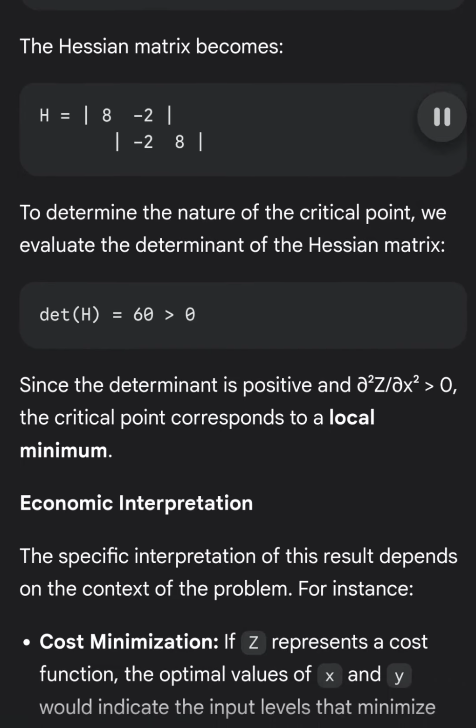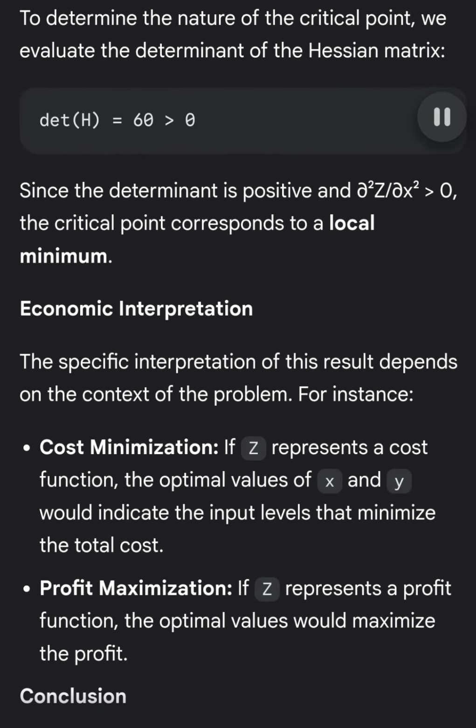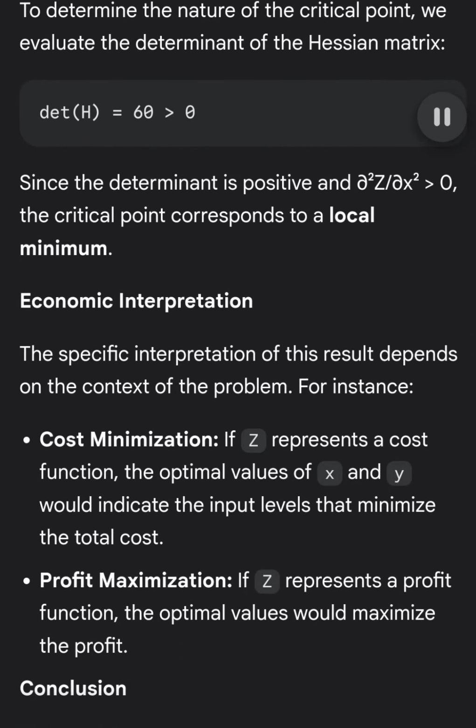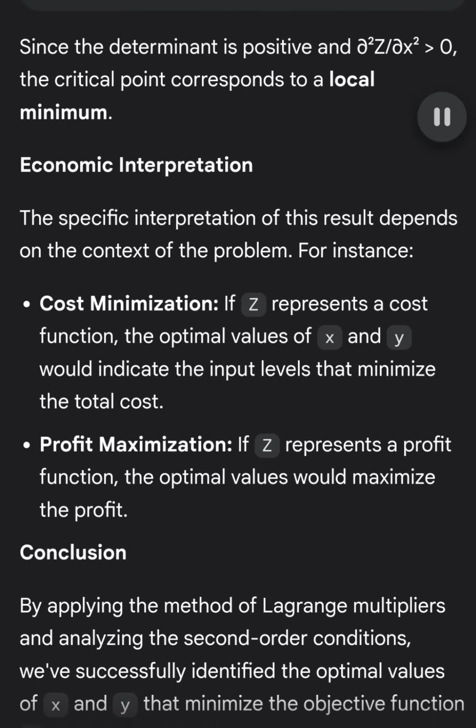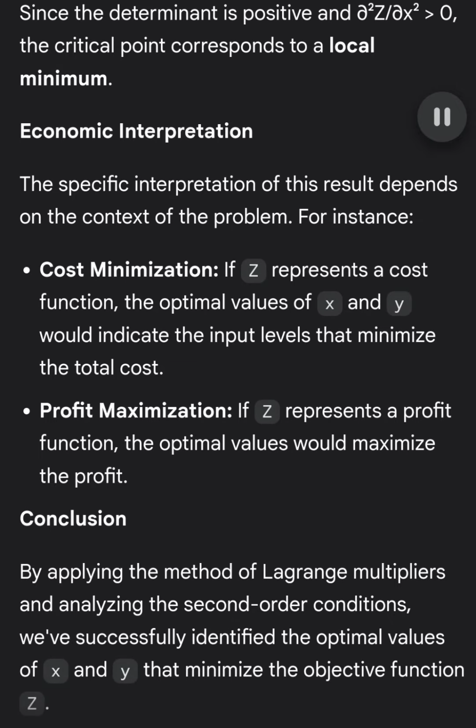Economic interpretation. The specific interpretation of this result depends on the context of the problem. For instance, cost minimization: if z represents a cost function, the optimal values of x and y would indicate the input levels that minimize the total cost. Profit maximization: if z represents a profit function, the optimal values would maximize the profit.